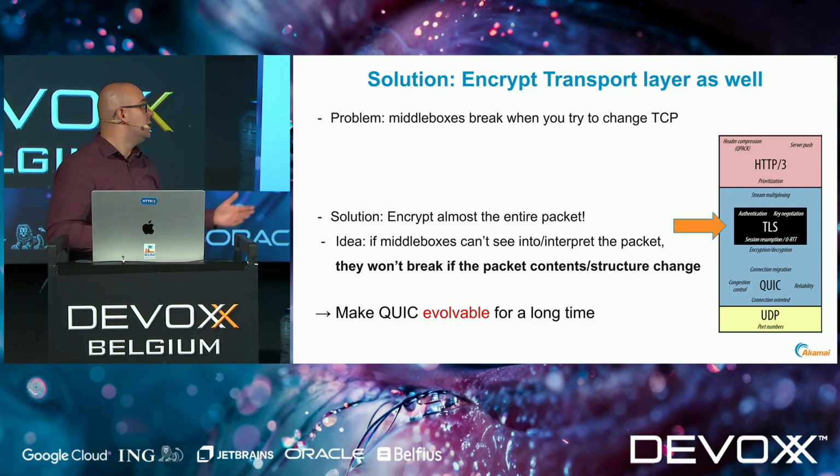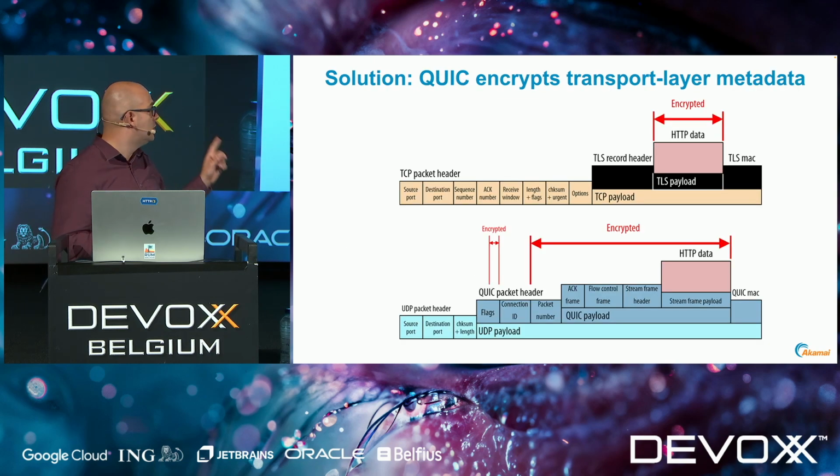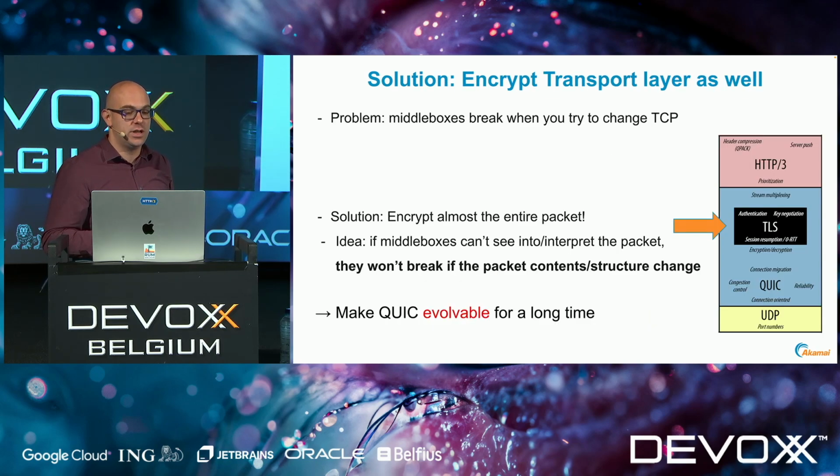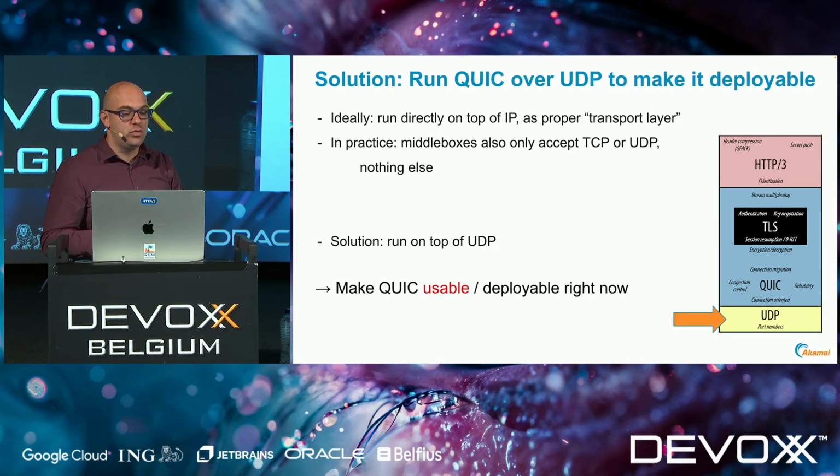That's the main reason. This extra encryption gives us a little bit extra security, a little bit extra privacy, sure, but that's not the main reason we're doing this. The main reason is to make sure we can change stuff in there and that stuff won't break on the internet. And it's for the same reason that we run this on top of UDP.